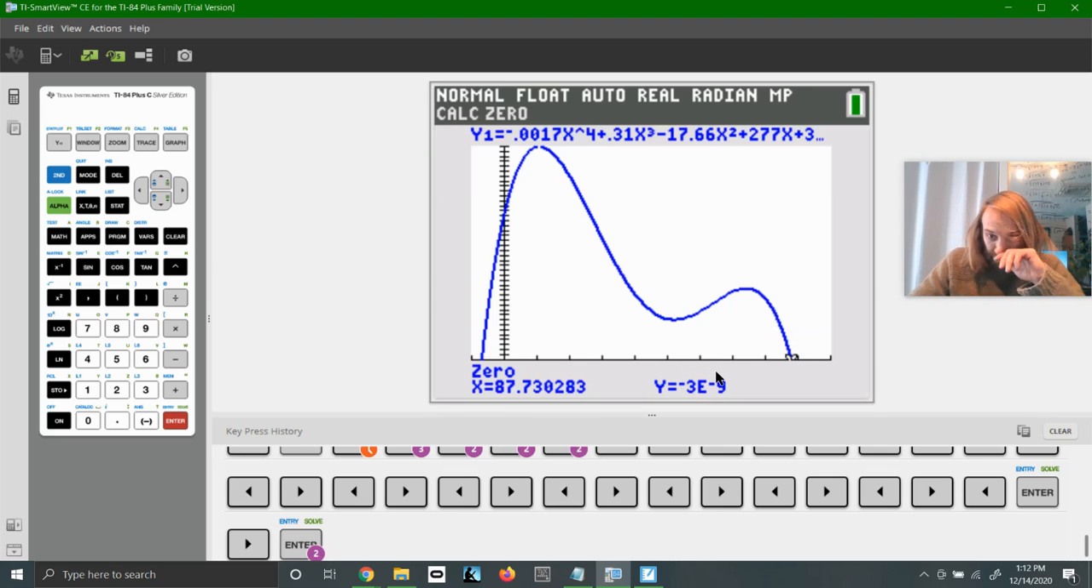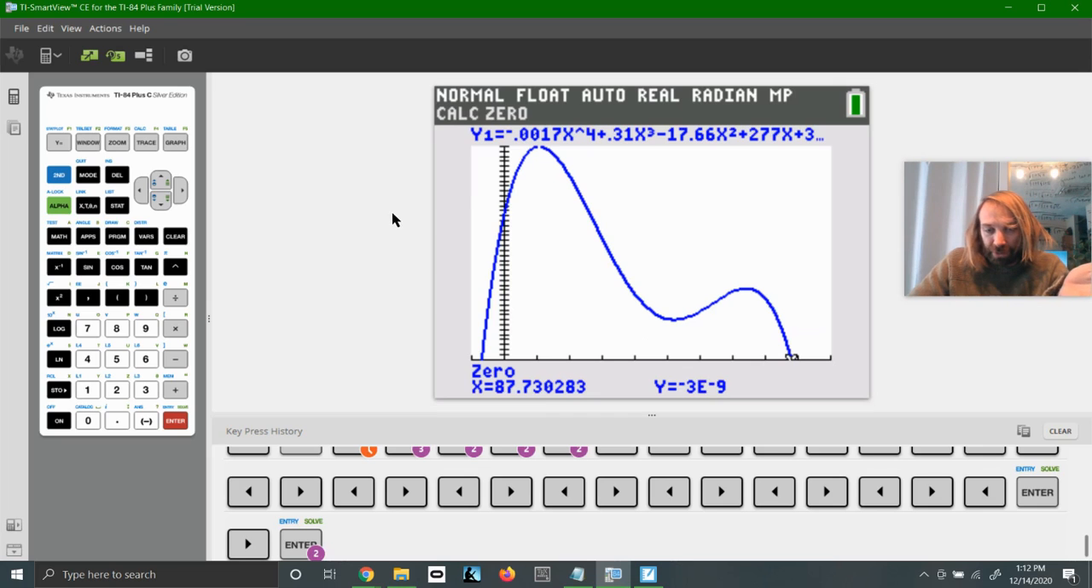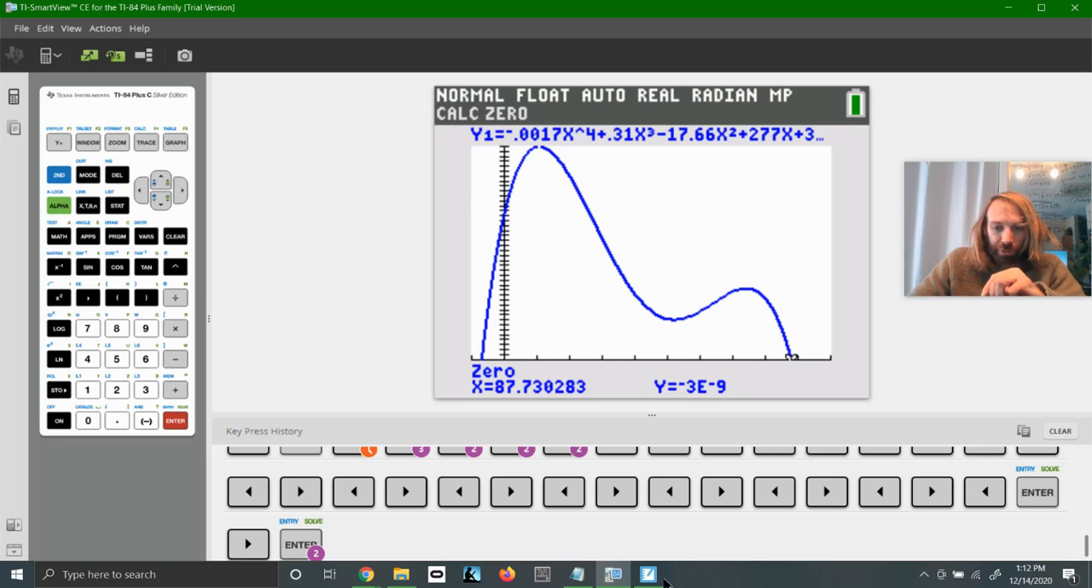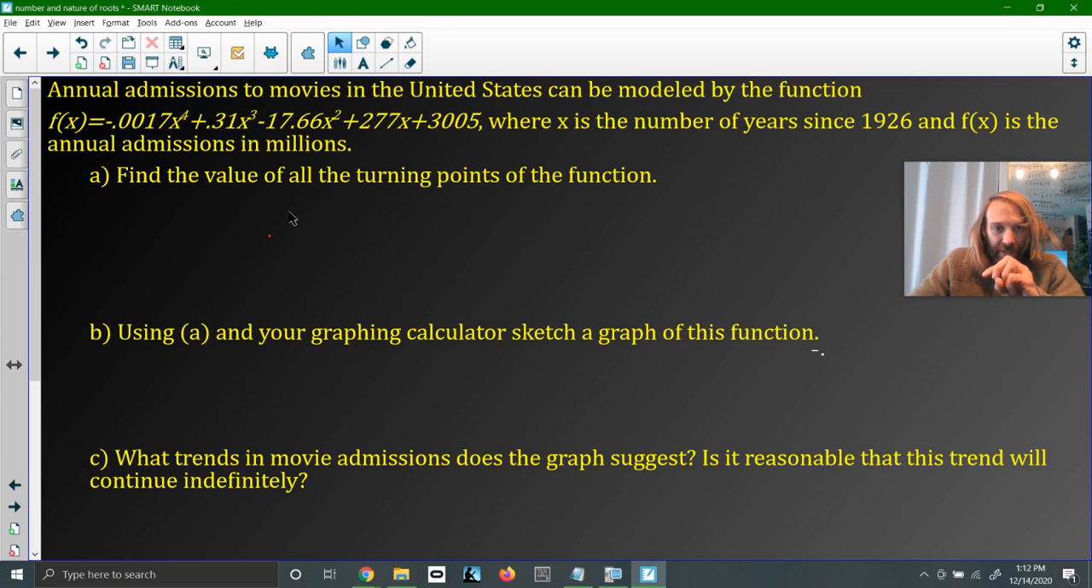So that's kind of all I want to show you. Between the maximum, minimum, and zero functions, you should be able to do stuff like this one now, where you can sketch a graph of the function.